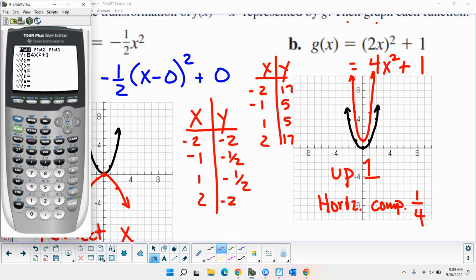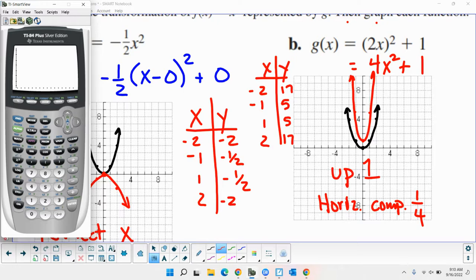We don't have to, but we could put the parent function in there too if you want. Hit graph. It should work. Oh, it didn't work. So what is mine trying to do when it's doing that? What's it trying to do? Scatter plots, yeah. It's trying to do a stat plot.